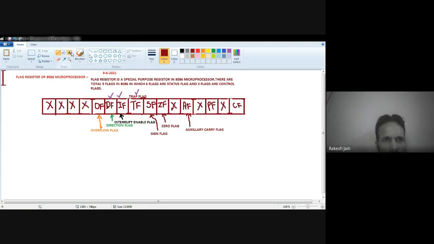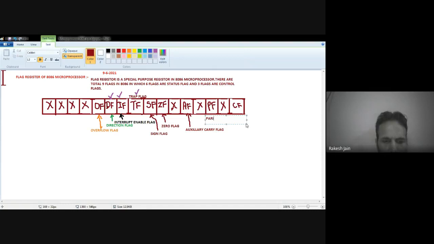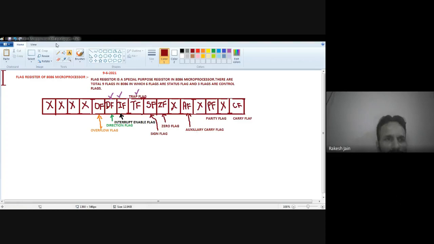Okay, now we will see the parity flag, and this last one is your carry flag. So there are a total of 9 flags, in which these three are the direction flag, the interrupt enable flag, and the trap flag. These three flags are the control flags, and these 6 flags are the status flags.